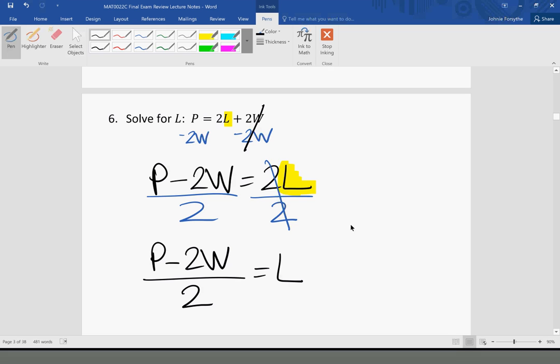In iMathAS, it says L equals, and it has a blank. Make sure you use the math script help in the software, or you type parentheses around your numerator and denominator. So you type P minus 2W divided by 2, and make sure it looks like what you think it should look like. Okay?